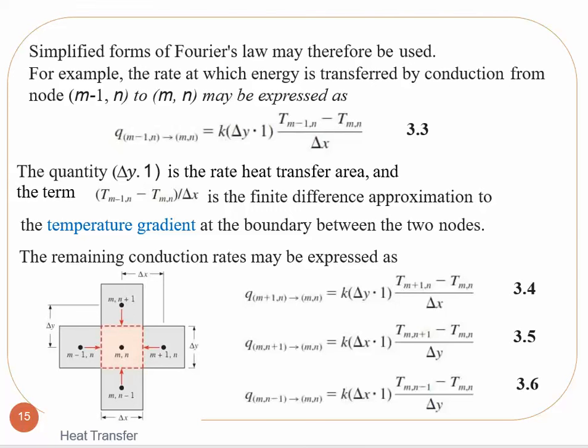for example, the rate at which energy is transferred by conduction from node m minus 1, n to m, n will be expressed as k times del y times 1 times (T m minus 1, n minus T m, n) by del x, where the quantity del y times 1 is the heat transfer area, and the term (T m minus 1, n minus T m, n) by del x is the finite difference approximation to the temperature gradient at the boundary between the two nodes. The remaining conduction rates can be expressed in the terms in equations 3.4, 3.5 and 3.6.